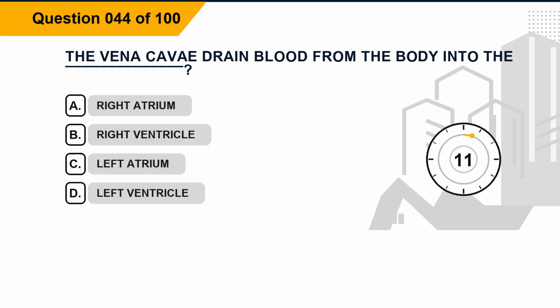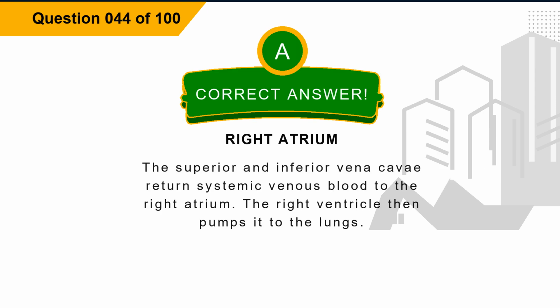Question 44. The vena cava drains blood from the body into the blank? Option A, right atrium. Option B, right ventricle. Option C, left atrium. Option D, left ventricle. The correct answer is option A, right atrium. Explanation. The superior and inferior vena cava return systemic venous blood to the right atrium. The right ventricle then pumps it to the lungs.